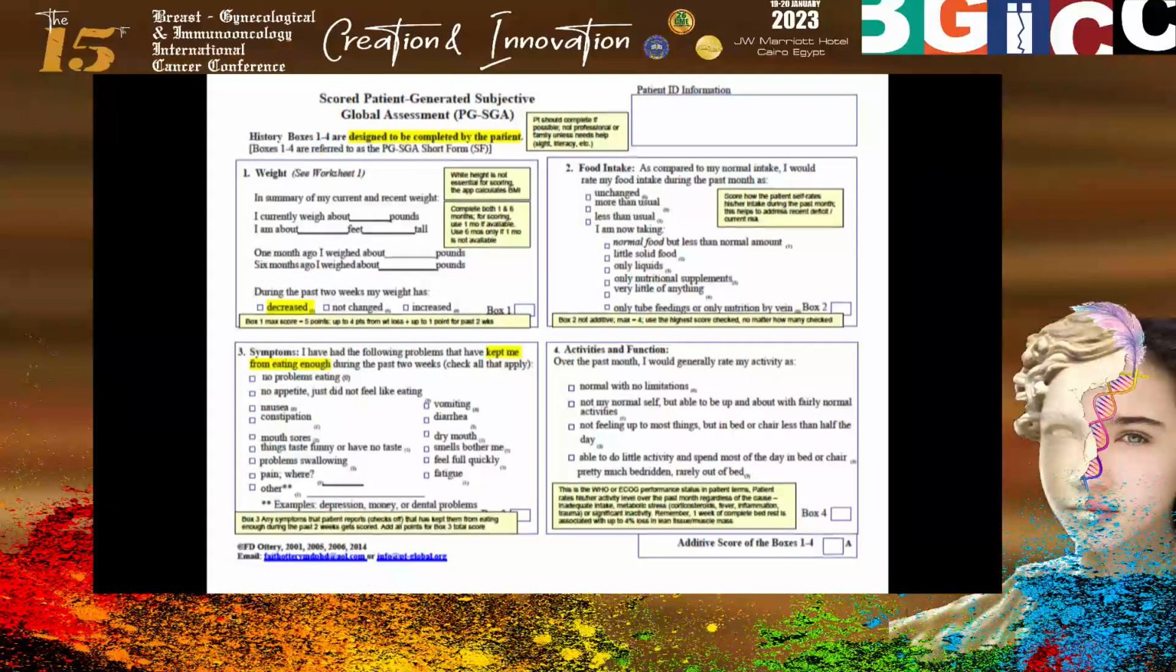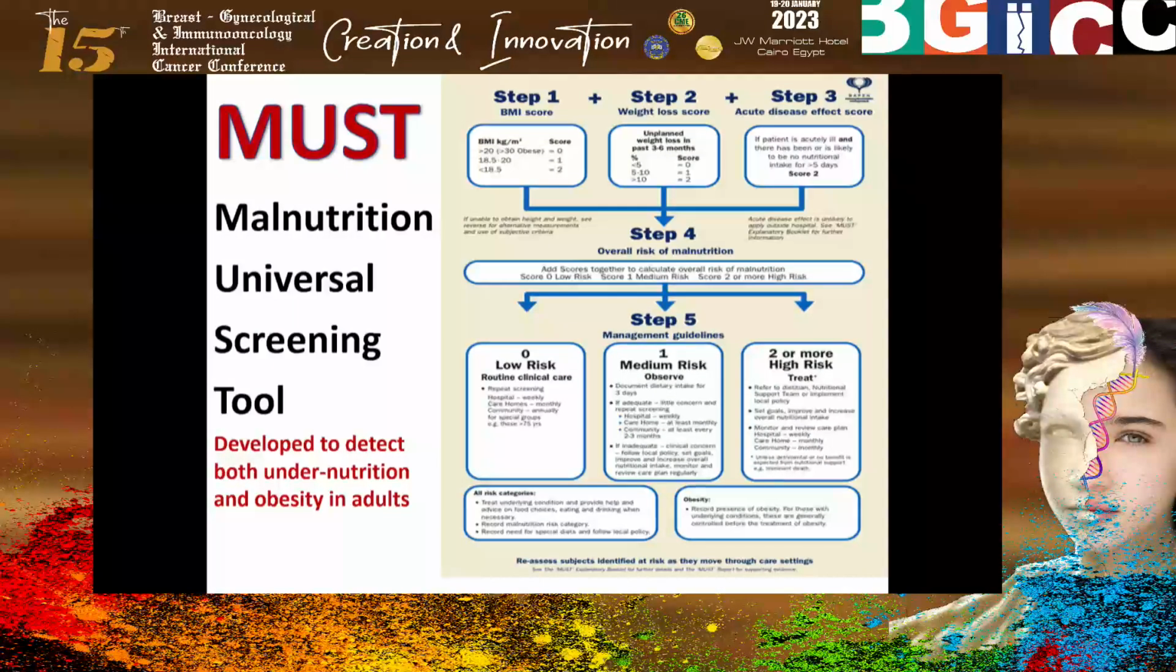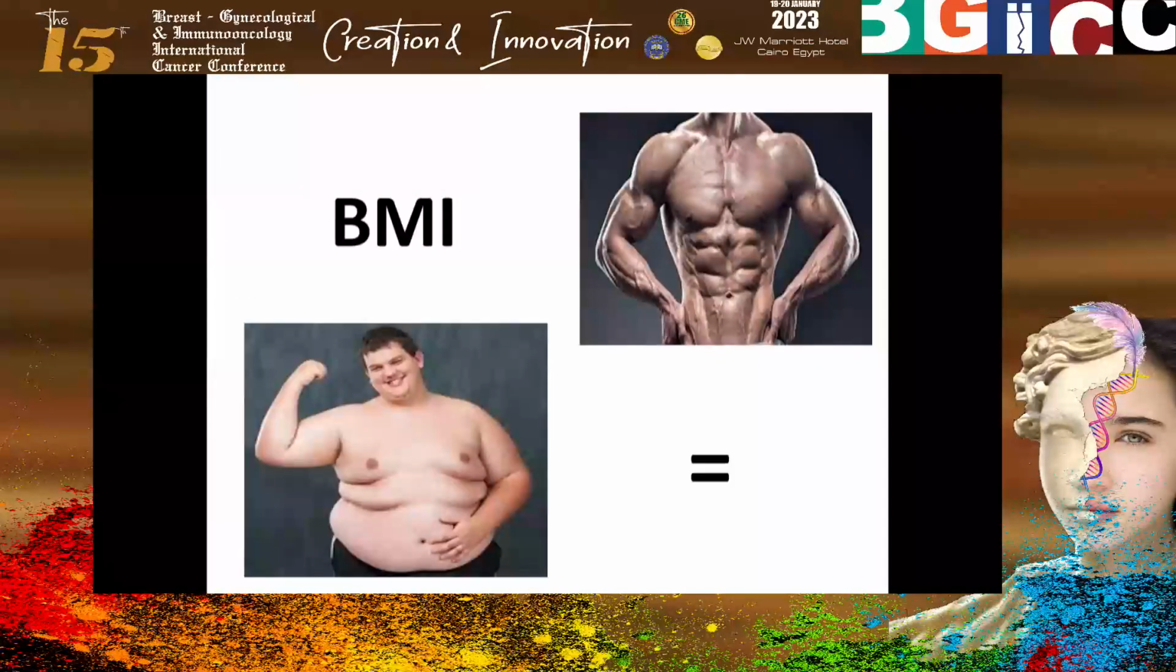Using different types of screening methods, such as subjective global assessment, can be used for cancer patients, and MUST screening can be used for outpatient clinics or inpatients. We have to know that all of them share 4 main questions. The first question to ask is, what is your body mass index? Alone, body mass index can't indicate anything. These 2 pictures have the same body mass index.